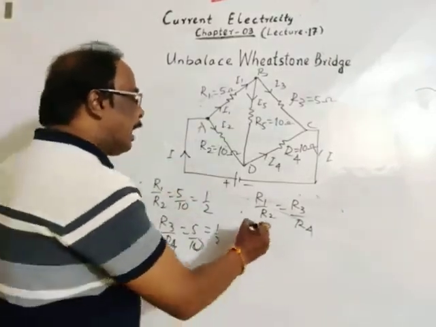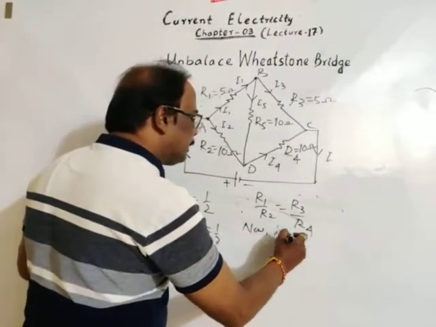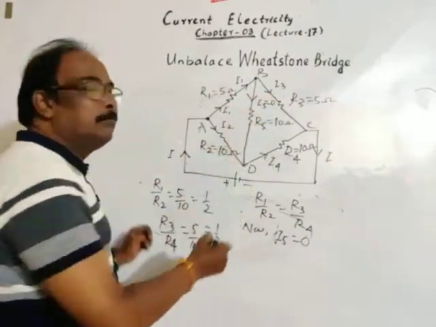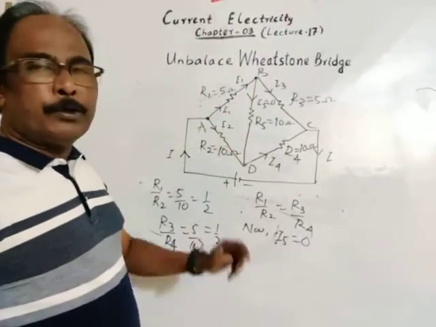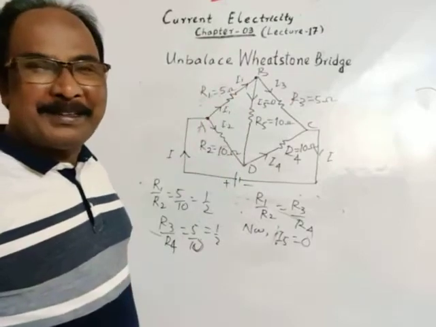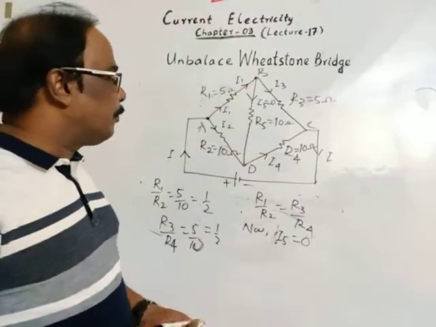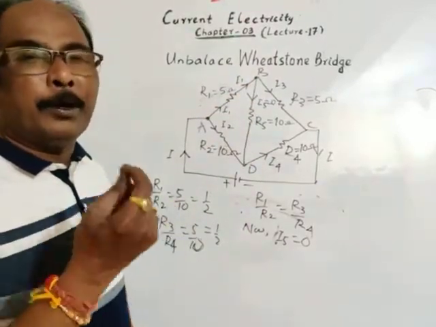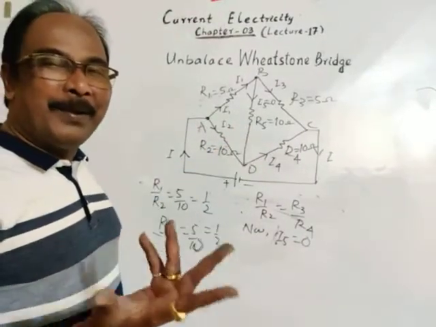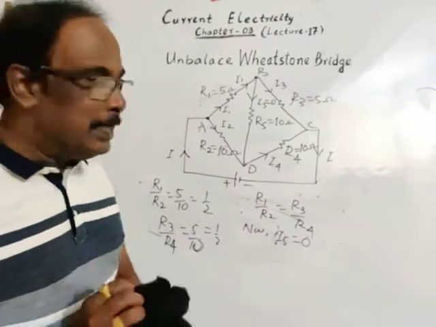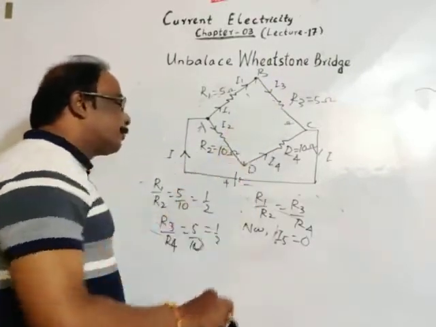It means now I5, current through resistance R5, is 0. This current will become 0. So if no current flows through this branch, then we may disconnect it. Balance condition is satisfied. So I5 is 0, no current flows through resistance R5 or galvanometer will show no deflection. If you connect here a galvanometer, then galvanometer will show no deflection. So in this case, we may disconnect this resistance. No current flows through this branch.